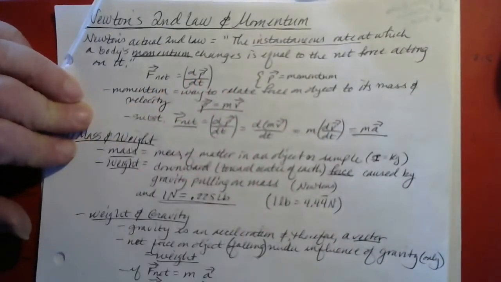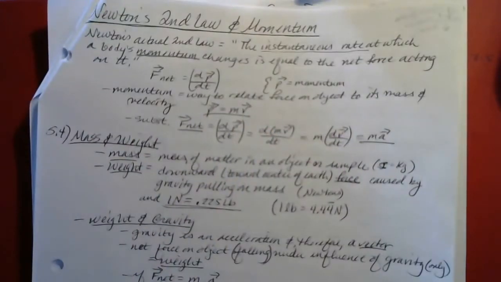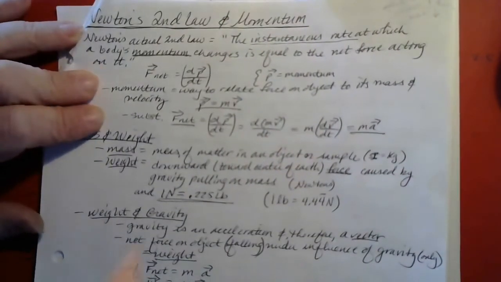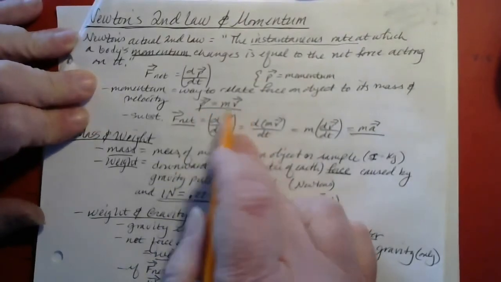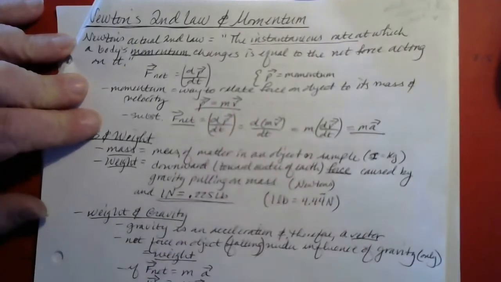The momentum is basically just a way to relate the force on an object to its mass and velocity. And in fact, the usual equation for momentum is momentum equals mv. That is, the momentum of an object is its mass times its velocity.